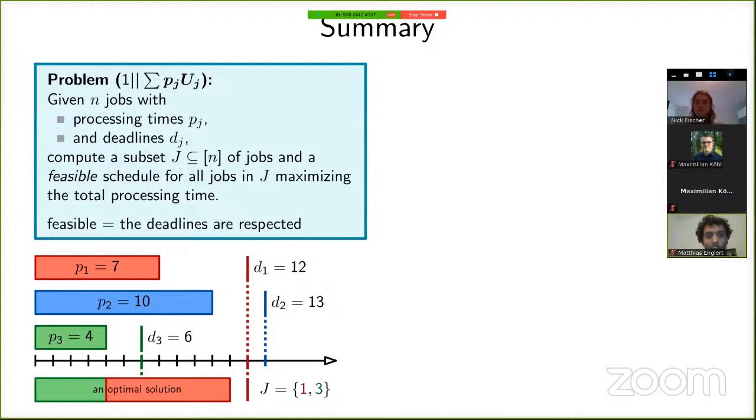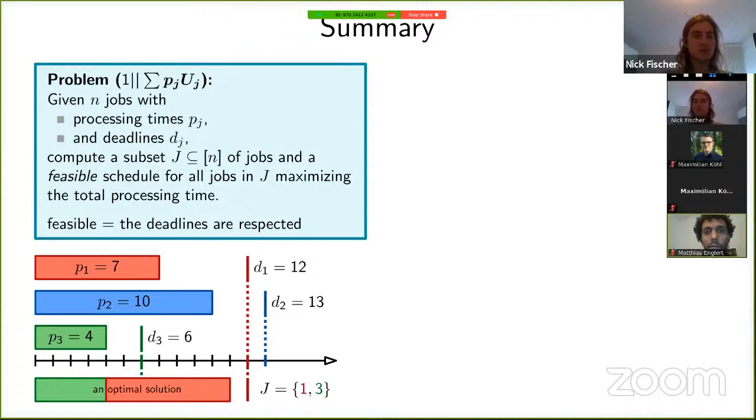So yeah, this is what it's all about. This very simple scheduling problem, which is called 1 sigma pj uj in standard scheduling notation. So you're given n jobs with processing times pj and with deadlines dj. And the task is to compute a subset J of these jobs and a feasible schedule for these jobs in the subset. Your objective is to maximize the total processing time, or equivalently, as we said in our title, to minimize the processing time of tardy jobs, that is jobs which you cannot schedule.